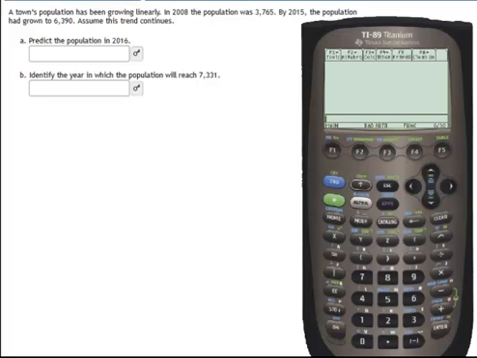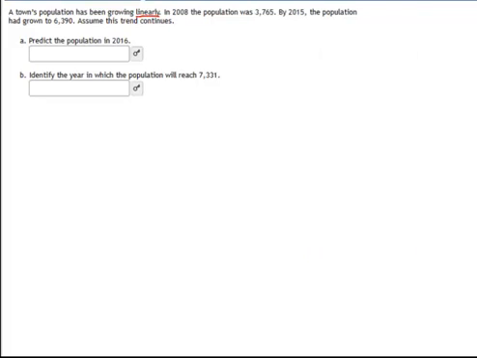In a problem like this, you're told that the growth is linear. So when you're dealing with linear growth, you know you're going to deal with a straight line. If you have these 2 points, you can use the date as your x coordinate and the population as your y coordinate. So you have the point 2008 and 3765, and then a second point, 2015, with a corresponding population of 6,390.